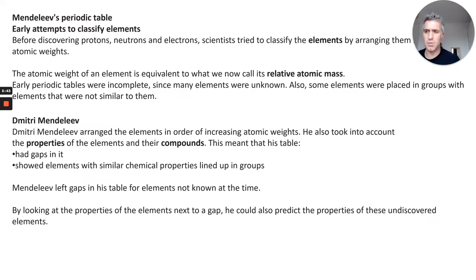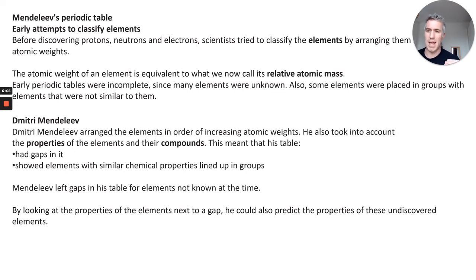Okay, so first of all, when Dmitry Mendeleev and the people before him were making the periodic table, they didn't know about protons, they didn't know about neutrons, and they didn't know about electrons. They hadn't been discovered. So what they did was they tried to order them by something called their atomic weight. The atomic weight is similar to the atomic mass, but it's not as detailed.